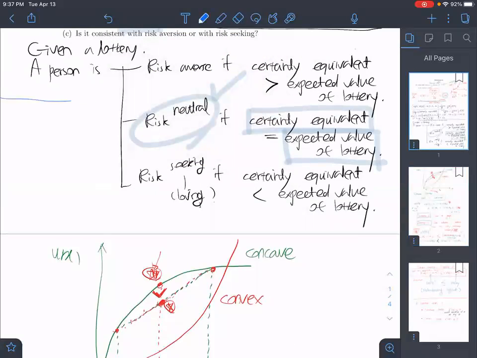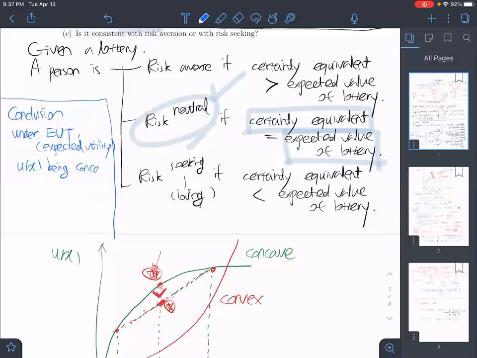Blue. So conclusion. After solving all of these questions A, B, C, the main takeaway is that under the expected utility framework, the expected utility theorem, U(x) being concave implies that the person is risk seeking or risk loving.